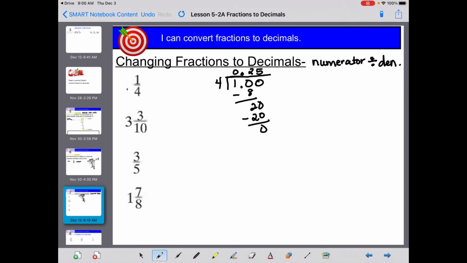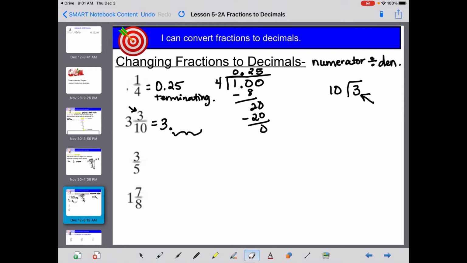This one ends. It equals 25 hundredths, and it is terminating because it ends. The next one, 3 3/10. You do not have to worry about the whole number, only the fraction portion, and then we'll tack it on after the decimal right here. So 3/10 is 3 divided by 10.